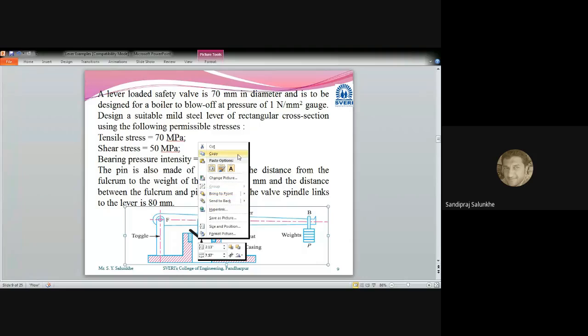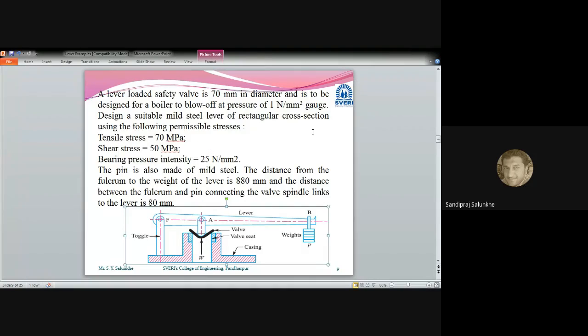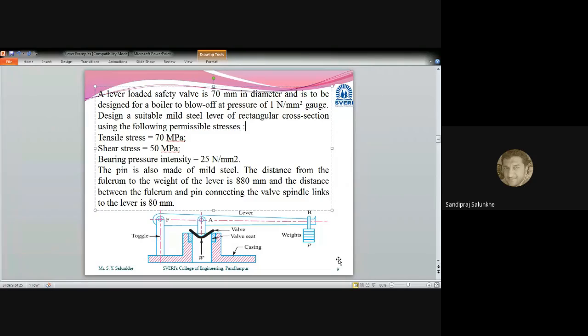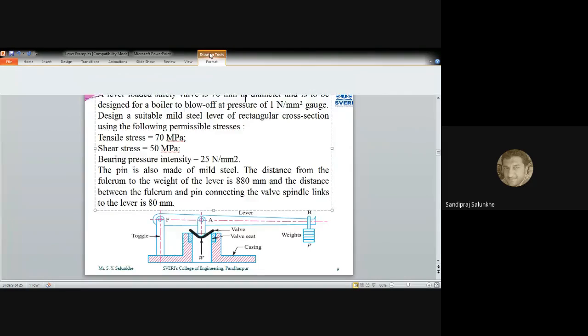Can I highlight here? The presentation has not started, so the highlighter I cannot use. But I can use drawing tools.